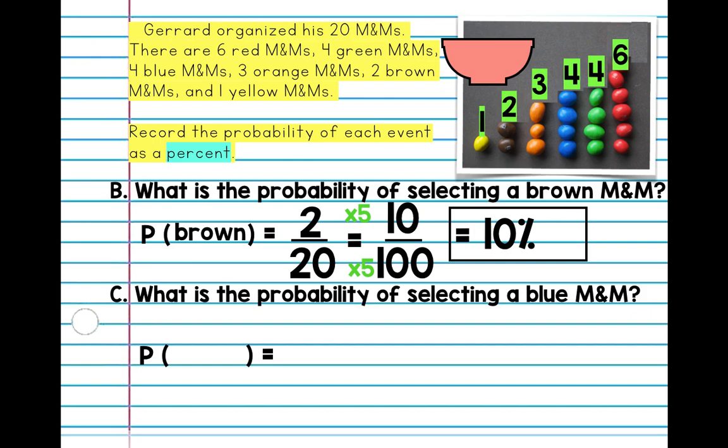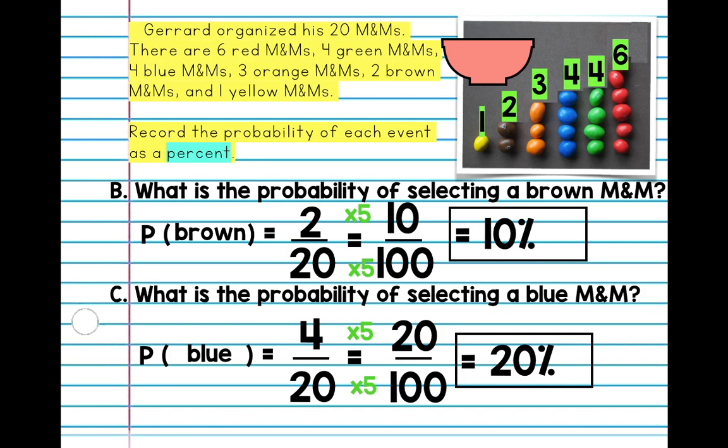Okay, so P, parentheses, blue, equals 4 over 20. So multiply both sides by 5. You have a 20% chance of getting a blue M&M. All right, put a check mark if you got that. Really easy stuff. So we're done with today's lesson.